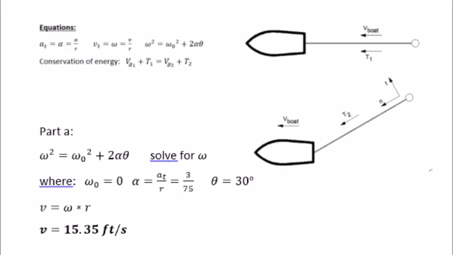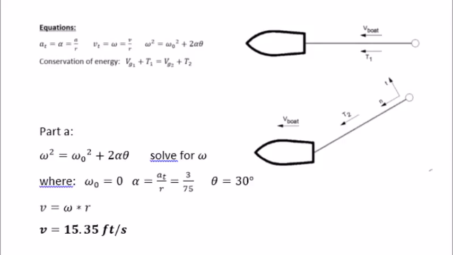Since we've been given a constant tangential acceleration, we can use the formula alpha is equal to a subscript t over r, where alpha is the angular acceleration, a subscript t is the tangential acceleration, and r is the radius, which in this case is the length of the rope. Knowing this, we can then use the formula omega squared is equal to omega naught squared plus 2 times alpha times theta, where omega is the angular velocity, omega naught is the initial angular velocity, alpha is the angular acceleration we just calculated, and theta is the 30-degree angle given in the problem statement.